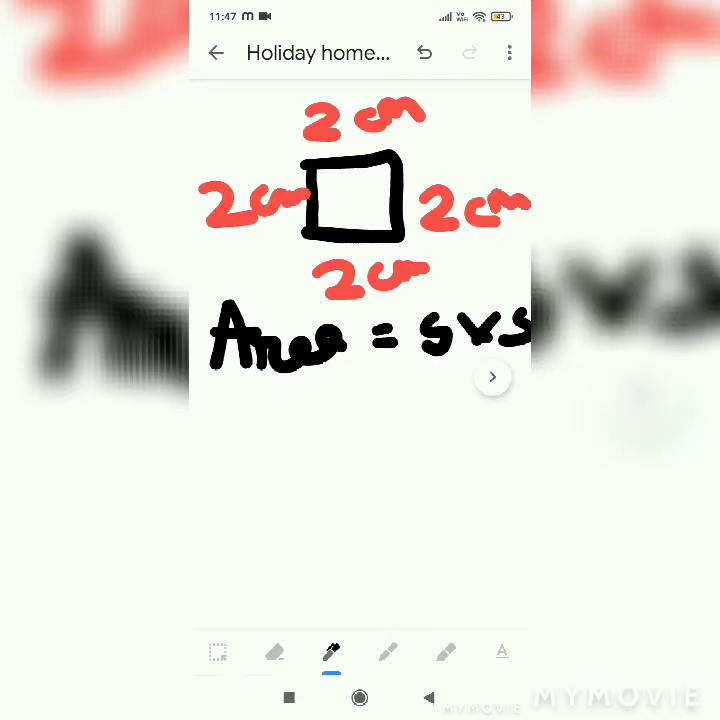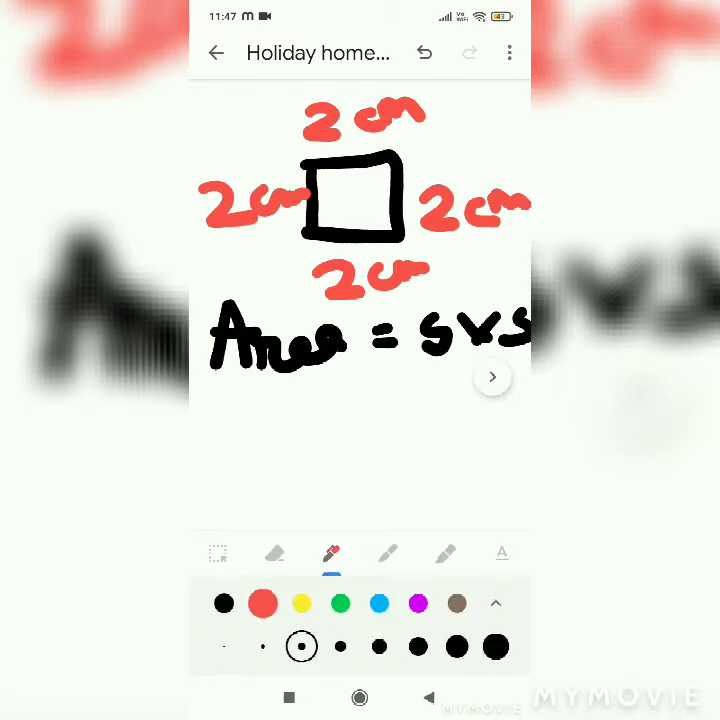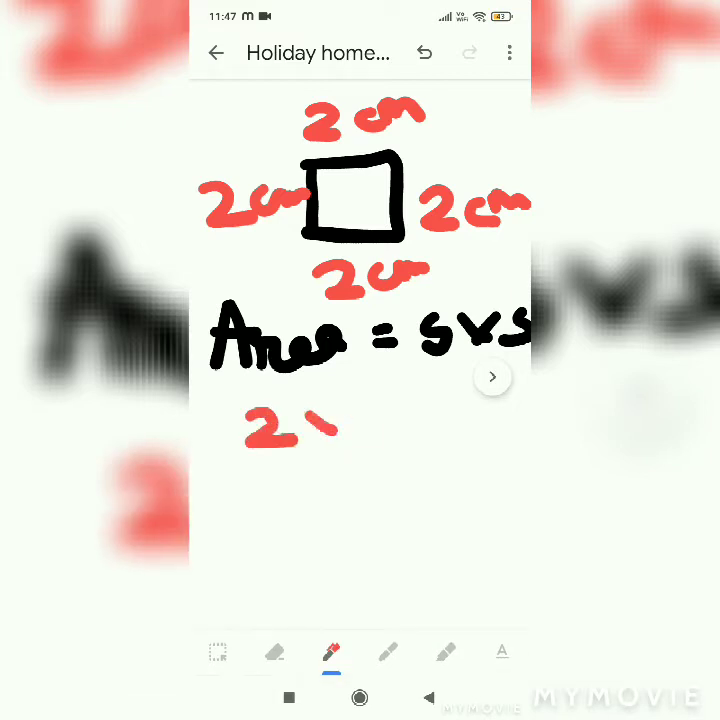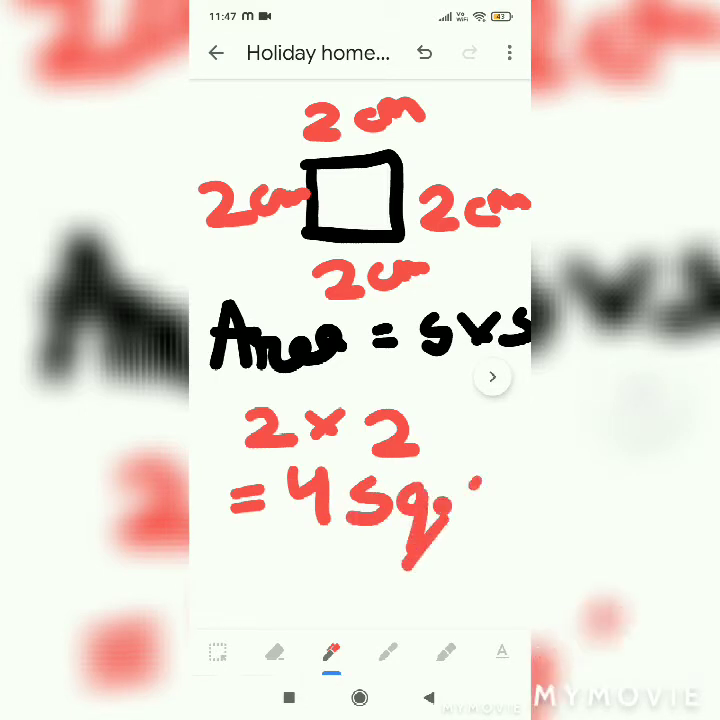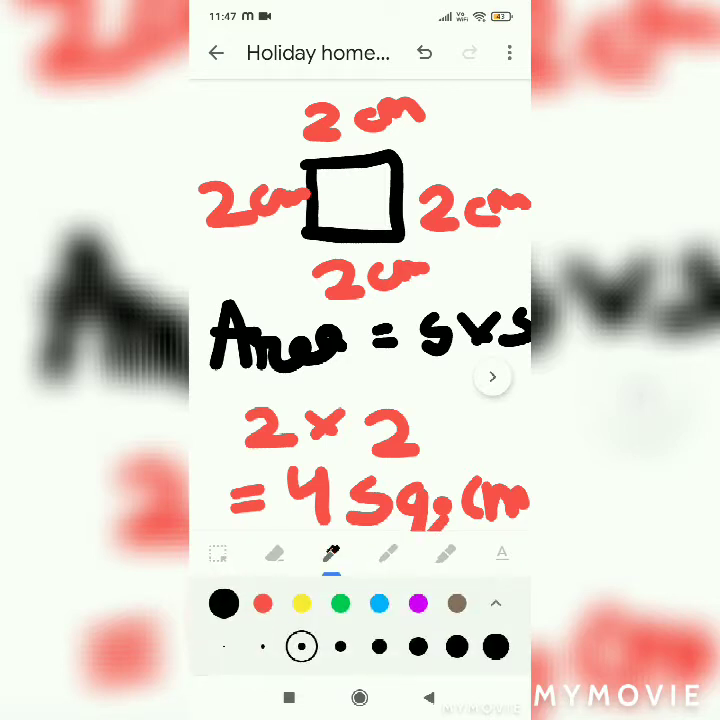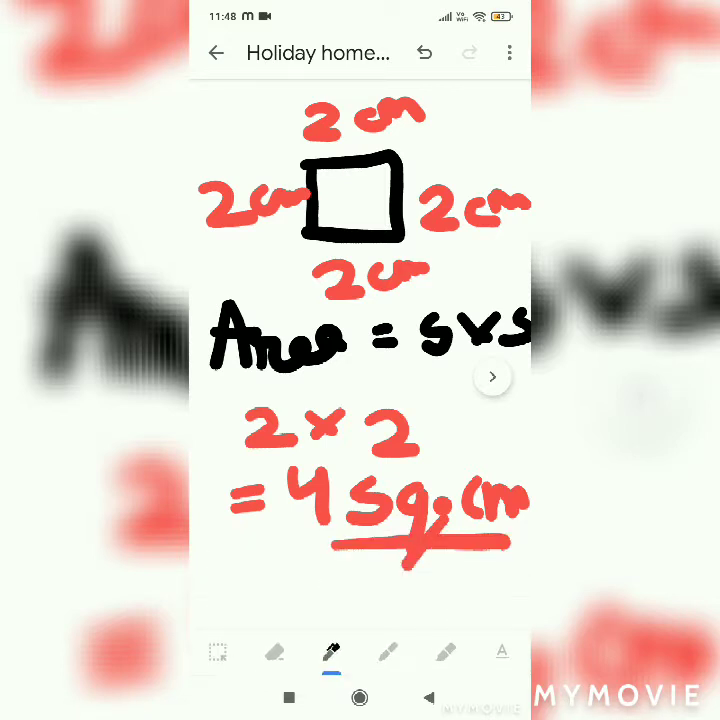Now if I am set to take out the area of this square, then what I have to do? I have to write 2 into 2 centimeter, because I know the given side of this square is 2. So 2 into 2, 4 square centimeter. Now why am I writing square centimeter? Because it's very important that whenever you're taking out the area of any shape, it can be a square, it can be a rectangle, you have to always put square centimeter.